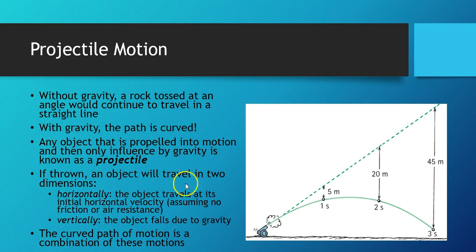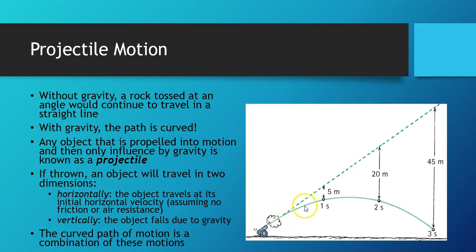So if you fire a cannon in a straight line without gravity, you get this dotted line. The cannon just travels in this particular direction. However, with gravity, over time, it starts to fall. Within the first second, it falls 5 meters. Within the second, it falls 20 meters. And by the third second, it's fallen 45 meters. And so what you wind up with is a curved path of an object as it's traveling through space.